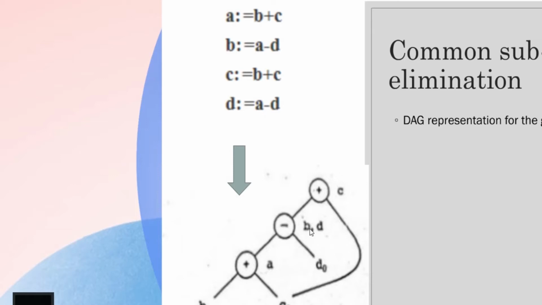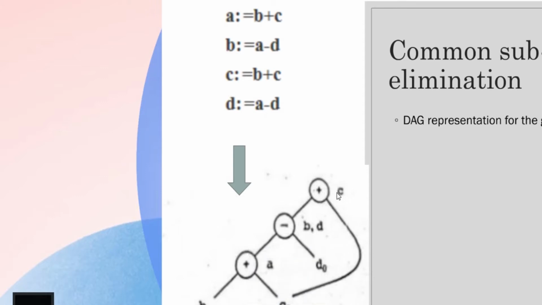Then next, B plus C is added. Where is B present? B is present here. Where is C present? C is present here. So both are added and the result is stored in C. So B and C are added and the result is stored in C.